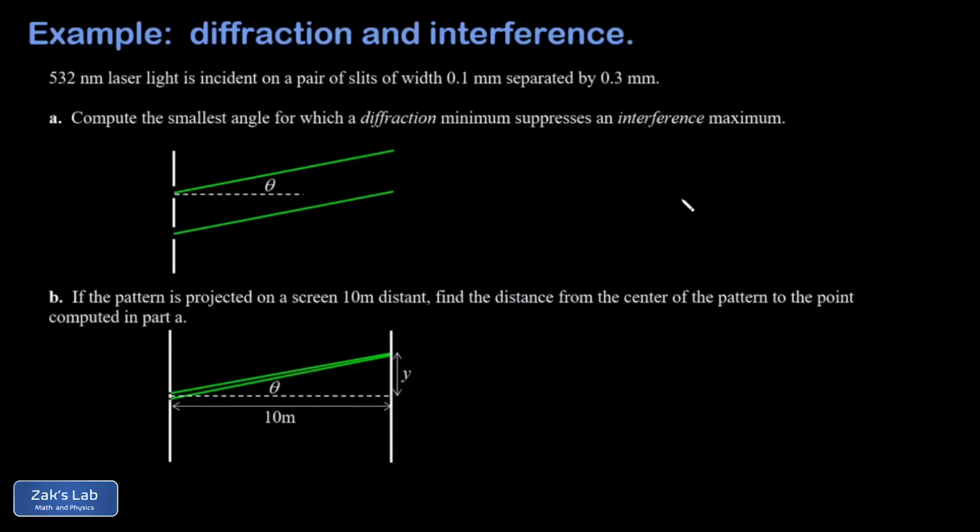In this problem, we're dealing with diffraction and interference all in the same problem. I have 532 nanometer green laser light incident on a pair of slits. The width is given by 0.1 millimeters. The separation distance is 0.3 millimeters.